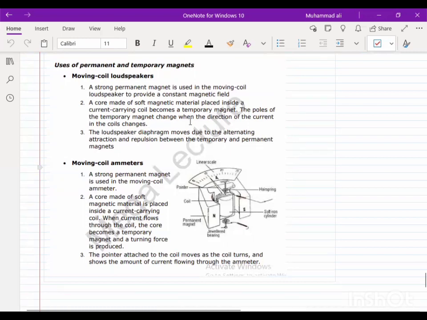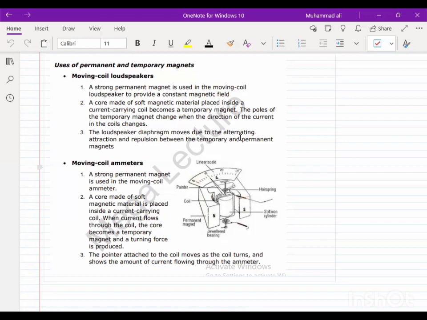The poles of the temporary magnet change when the direction of the current in the coil changes. So we have a permanent magnet with a constant magnetic field, and a temporary magnet, formed by placing soft magnetic material inside a current carrying coil. If we reverse the direction of the current, the pole is also going to reverse. The loudspeaker diaphragm moves due to the alternating attraction and repulsion between the temporary and permanent magnetic fields.